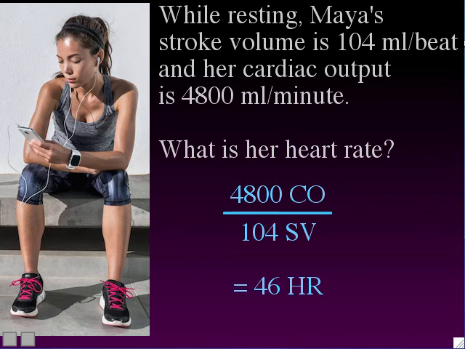Good. So be able to do problems like that. If I give you a person's cardiac output and I give you their stroke volume, be able to calculate their heart rate. Now let me point out something here. Notice that her resting heart rate is a lot lower than an average person's, right? What is an average person's resting heart rate? 72 beats per minute.